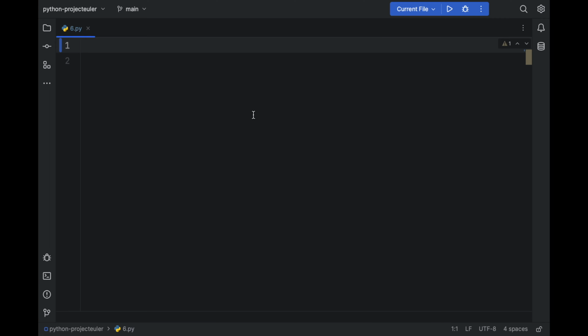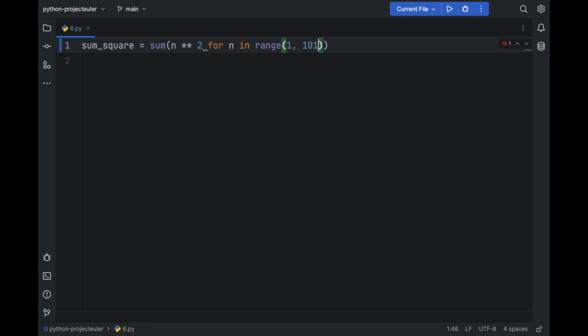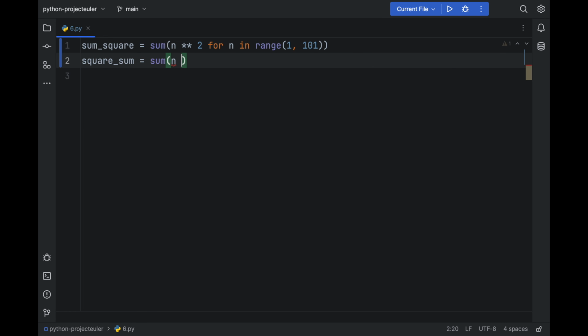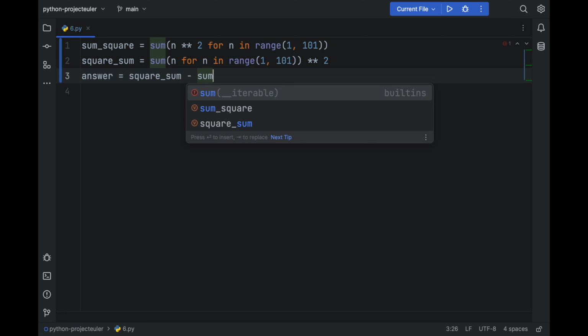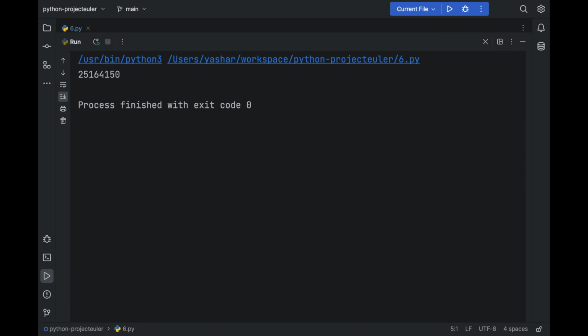So I would say sum square would be sum of n to the power of 2 for n in range 1 to 100. This is exclusive, so we need to go to 101. Then we say the square of the sum is sum of n for n in the same range, to the power of 2, and our answer is the square sum minus the sum square, and if we print this we get our answer. This is the correct answer.